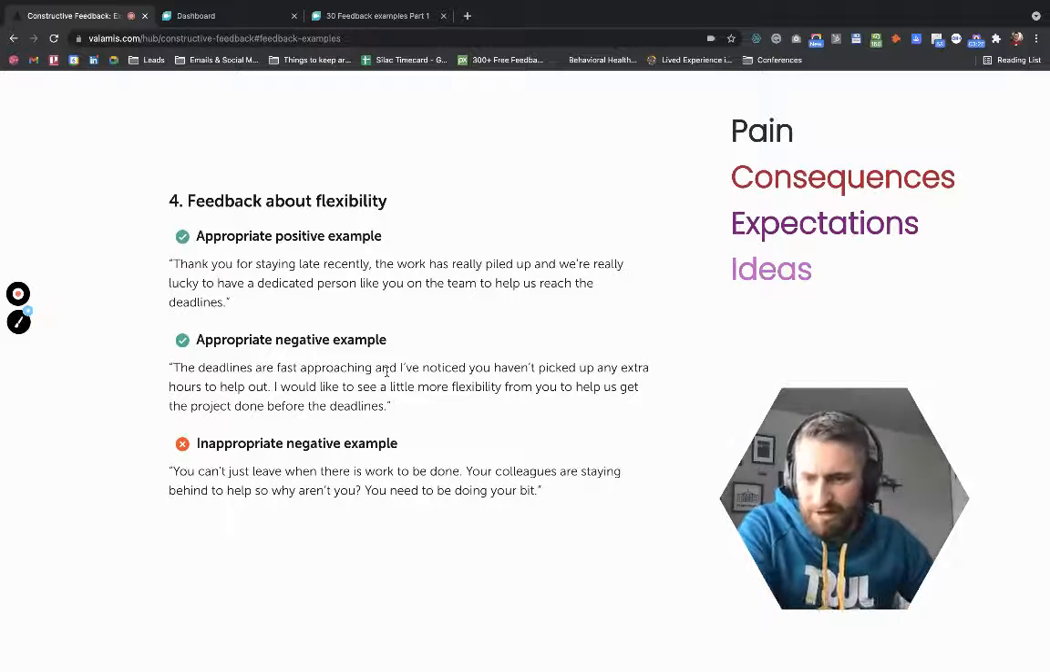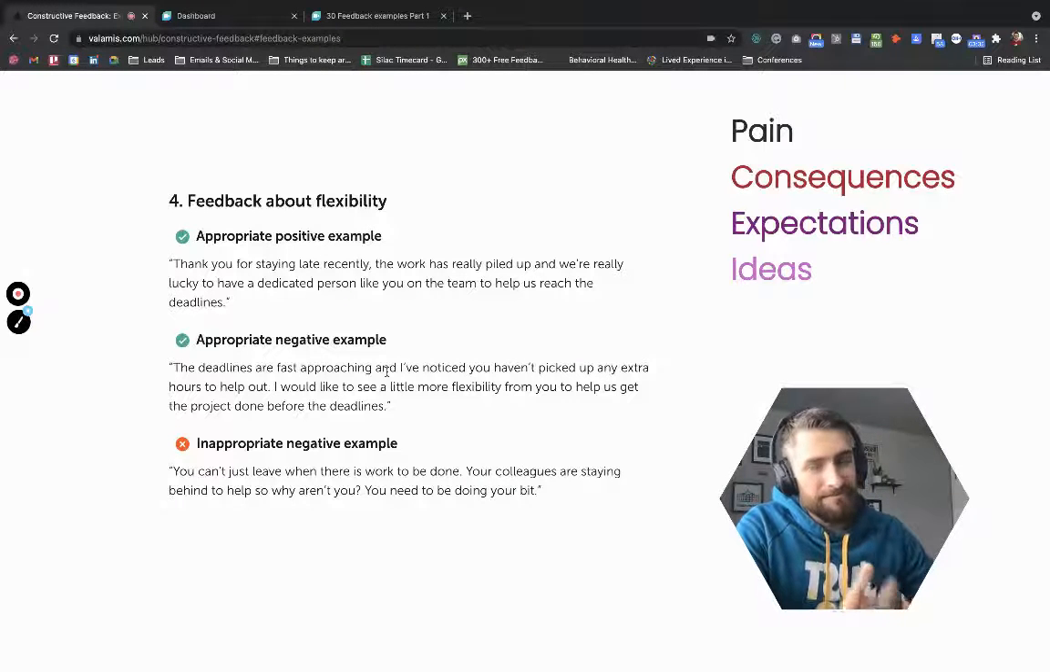And in fact, let's look at the bad example here. You can't just leave when there's work to be done. Your colleagues are staying behind, so why aren't you? You need to be doing your bit. Like, as much as I want to harp on, hey, pain, consequences, expectation, ideas, to me, at the end of the day, this is just a crappy organization.